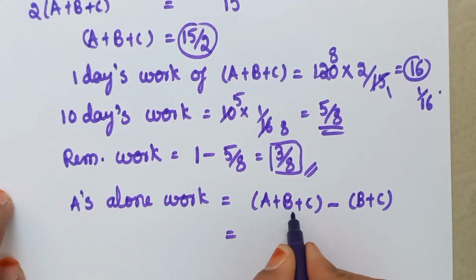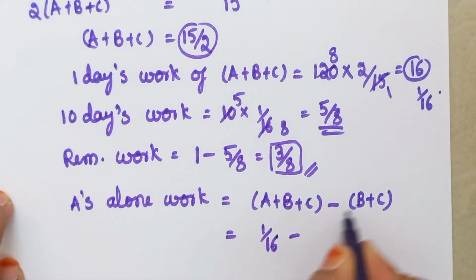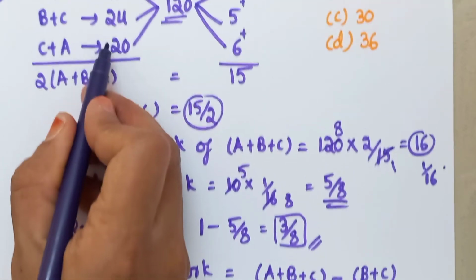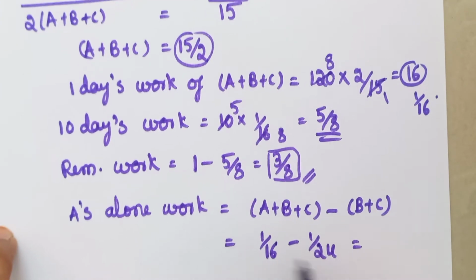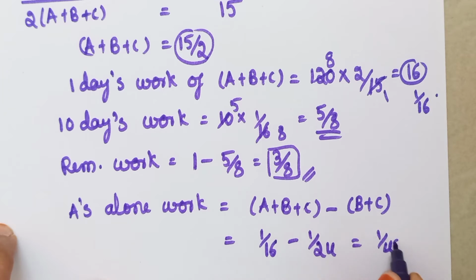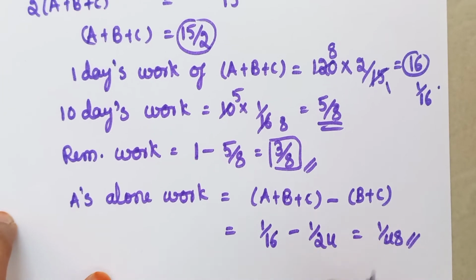So what is the A plus B plus C 1 day's work? This is nothing but 1 by 16, minus B plus C's 1 day's work. 24 means we can write 1 by 24. So if we simplify these two, then we will get 1 by 48. This is the amount of work done by A alone in a day.